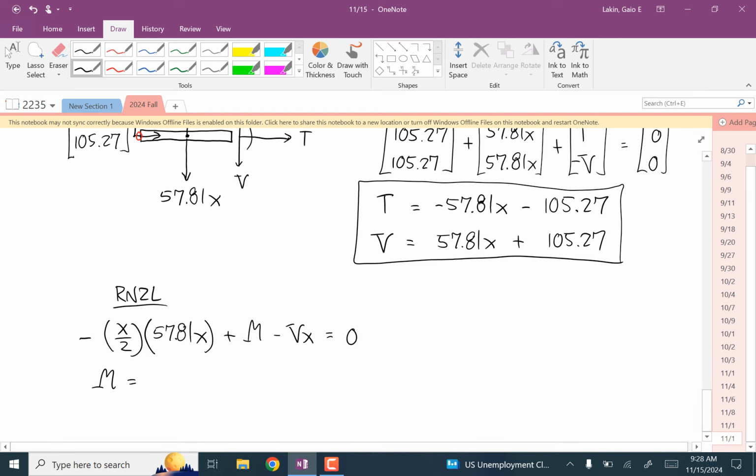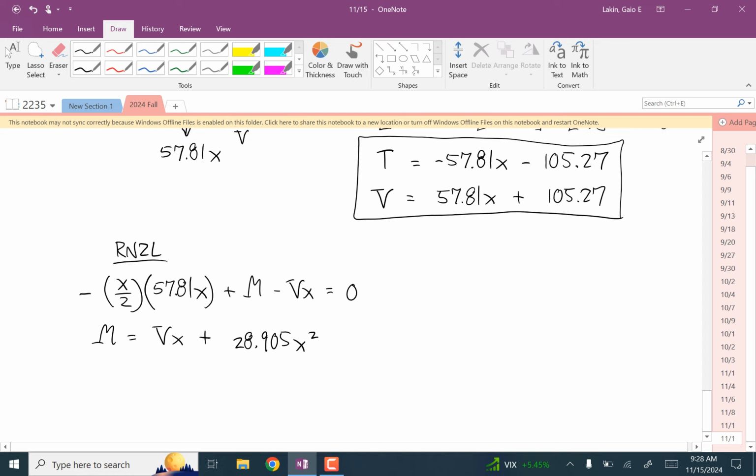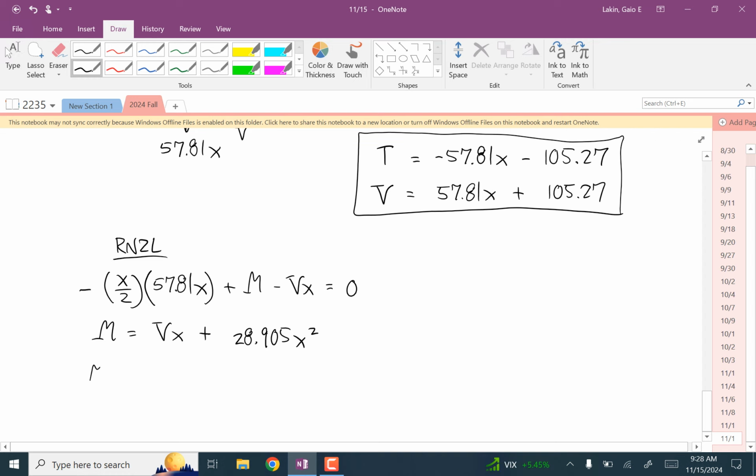Okay, so m is equal to vx plus, what's this thing divided by 2? 28.905, yeah. So plus 28.905 x squared. And now we'll substitute in v. So m is equal to, something went wrong here.